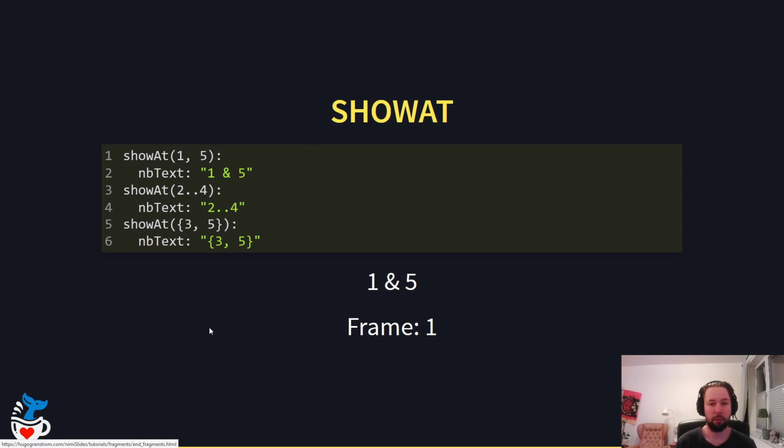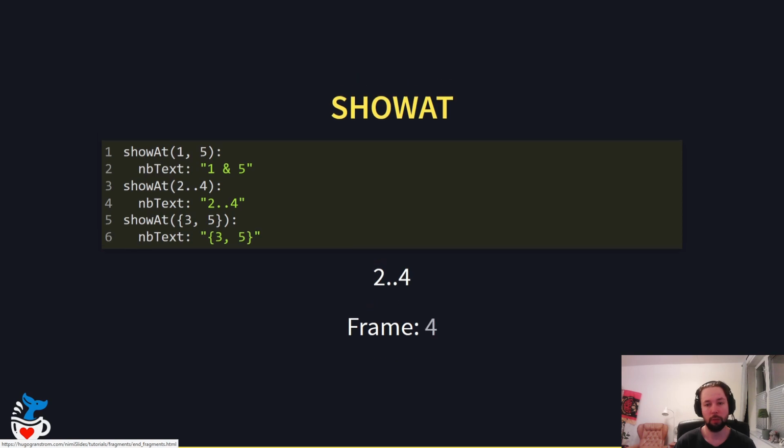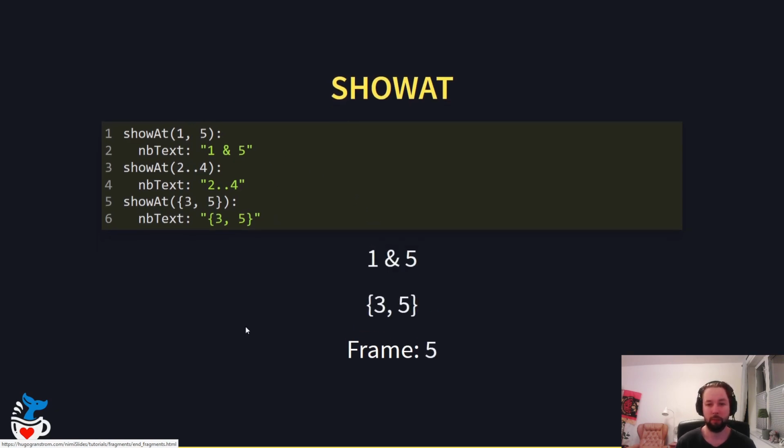And now let's look at this. So we are now on frame 1, and only the first one matches the conditions. Now we are on frame 2, and only the middle one matches the conditions. Then on frame 3, the middle one and the last one will match. On frame 4, only the middle one will match. And then on frame 5, the first and the last one will match. And that was everything new from NimibSlides.